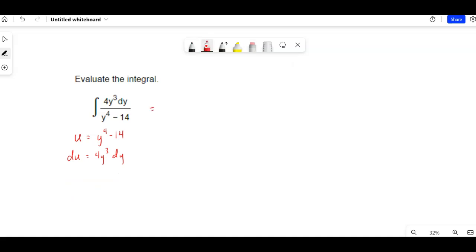So we can make the substitution directly. The numerator, 4y cubed dy, is just du, and the denominator, y to the 4th minus 14, is just u. So this ends up being the log of the absolute value of the denominator, and then we back substitute. u is y to the 4th minus 14, so this is the log of the absolute value of y to the 4th minus 14. Do make sure that you keep the absolute values there, because of the subtraction, we definitely could be negative here. So we need absolute values in this one.